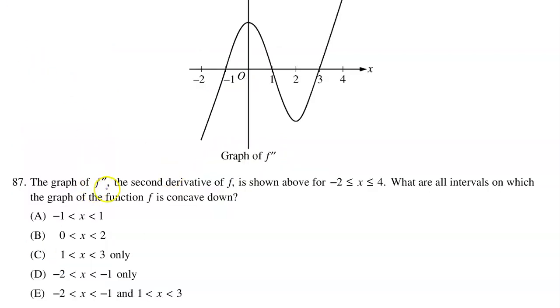The graph of f double prime, the second derivative of f, is shown above on the interval from -2 to +4. What are all intervals on which the graph of the function f is concave down?